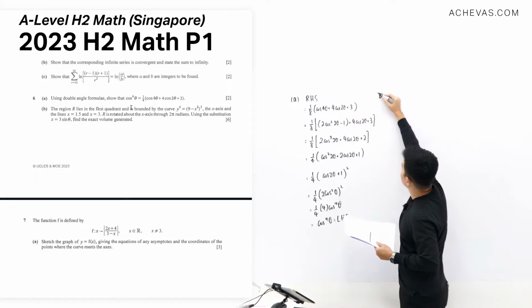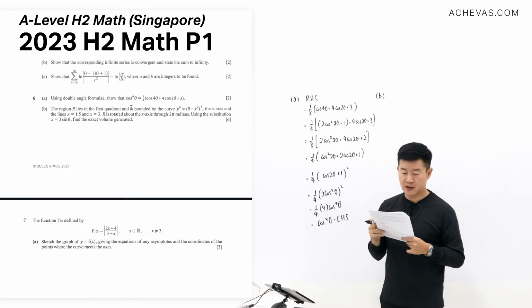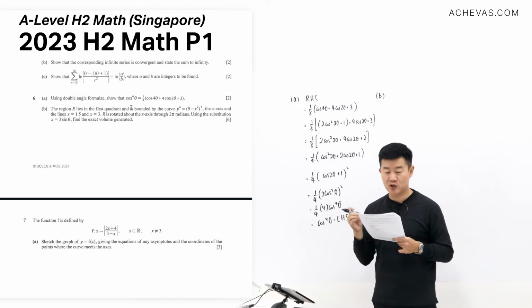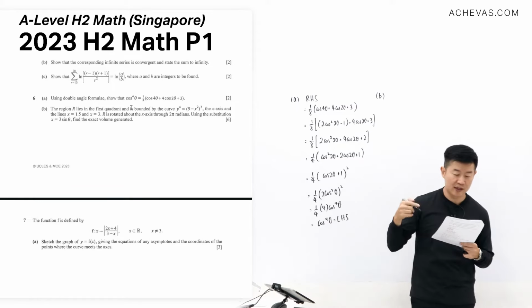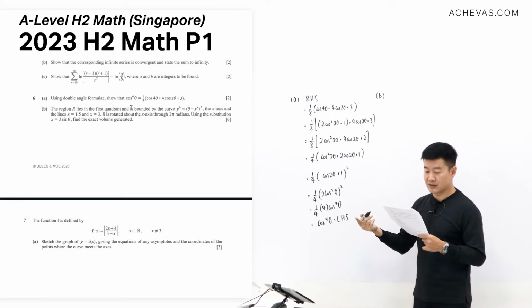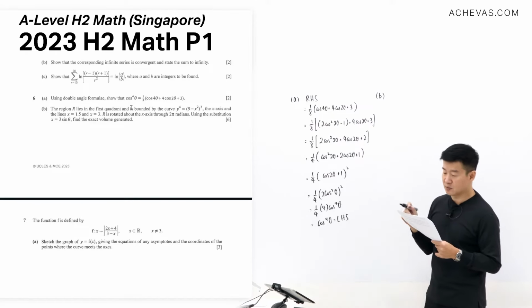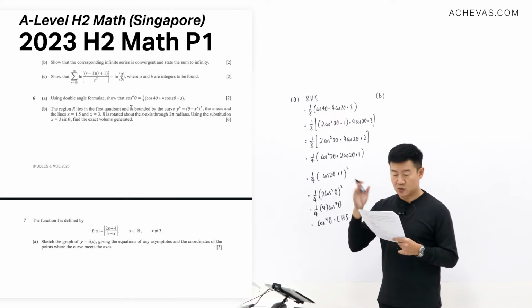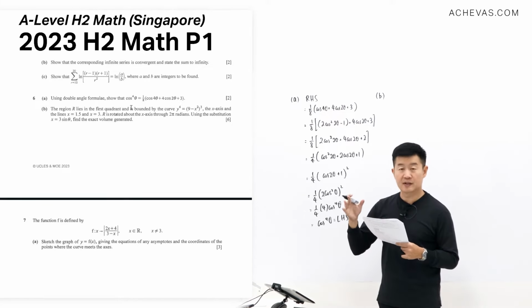So for part B, we are going to try to find the volume that is generated when this region R is rotated entirely about the x-axis 2 pi radians, according to what the question says. And this region R lies in the first quadrant, and it is bounded by the curve y to the power of 4 is equal to (9 minus x squared) to the power of 3, and the two vertical lines, x is equal to 1.5 and x is equal to 3.